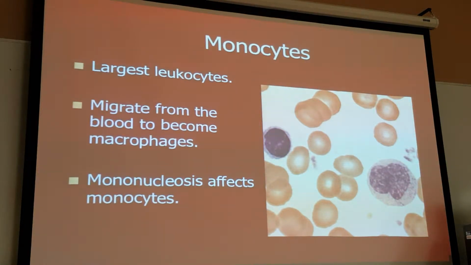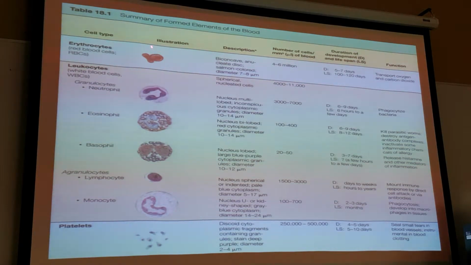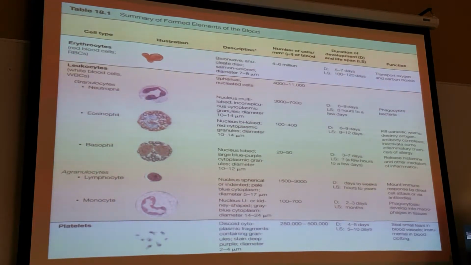Monocytes are the largest white blood cells. They're most famous for the fact that they migrate into the tissues and evolve into macrophages. And macrophages are very important cells in the tissues, and of course we mean in loose areolar connective tissue. Although you find macrophages in lymph nodes and the spleen and all kinds of places. Mononucleosis affects monocytes. So there's a little synopsis, good little study thing to know a little bit about each of the different kinds of cells. So that's the cells.